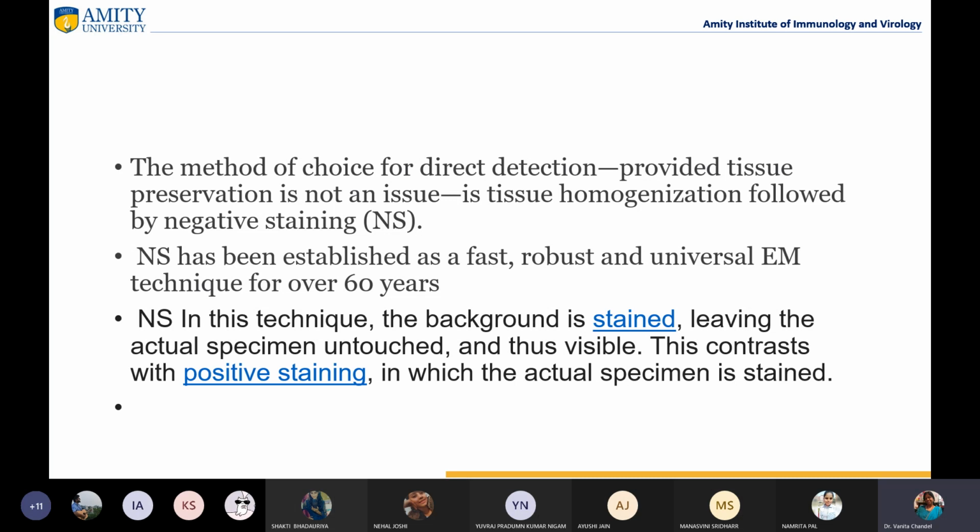So it is the method of choice for direct detection, and tissue preservation is not an issue. There is a particular technique where you homogenize the tissue and then do negative staining. In negative staining, we stain the background. We don't stain the sample which we need to visualize. We stain the background and leave the actual specimen untouched. This is in contrast to positive staining, where the actual specimen is stained.